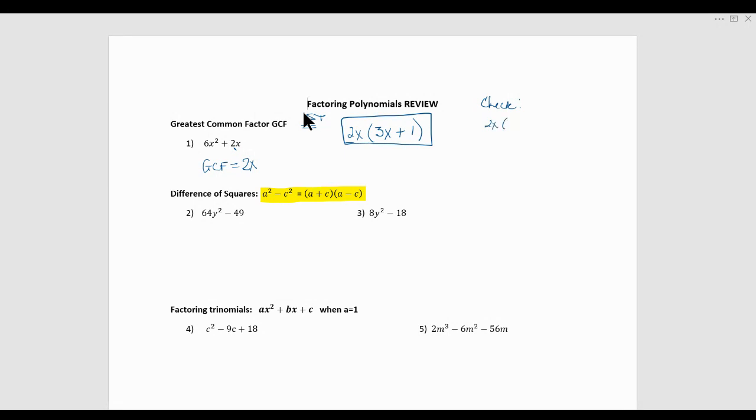So if I multiply 2x by 3x plus 1, I'm going to distribute that 2x through, and I'm going to get 6x squared. 2x times 1 gives me 2x. And I see that I do indeed get my original expression back, so my factoring is correct.